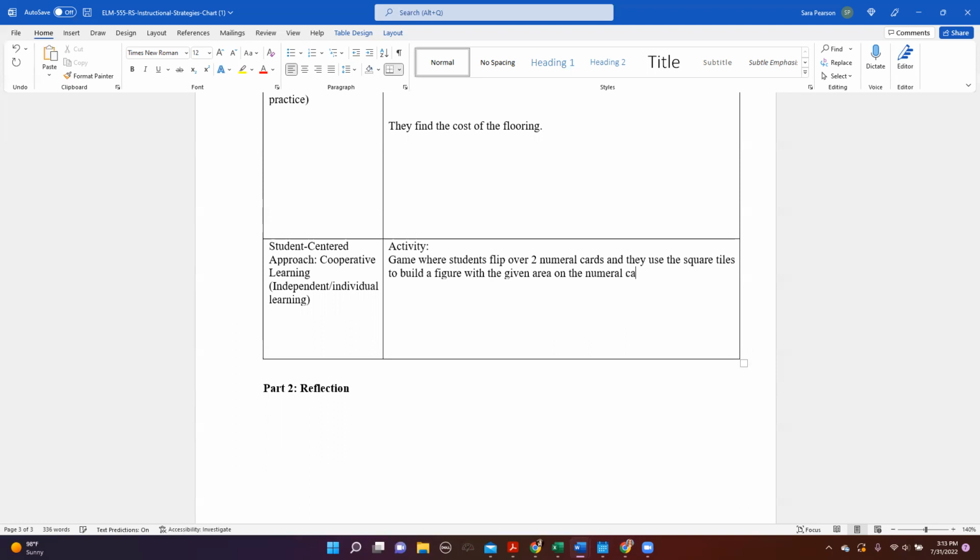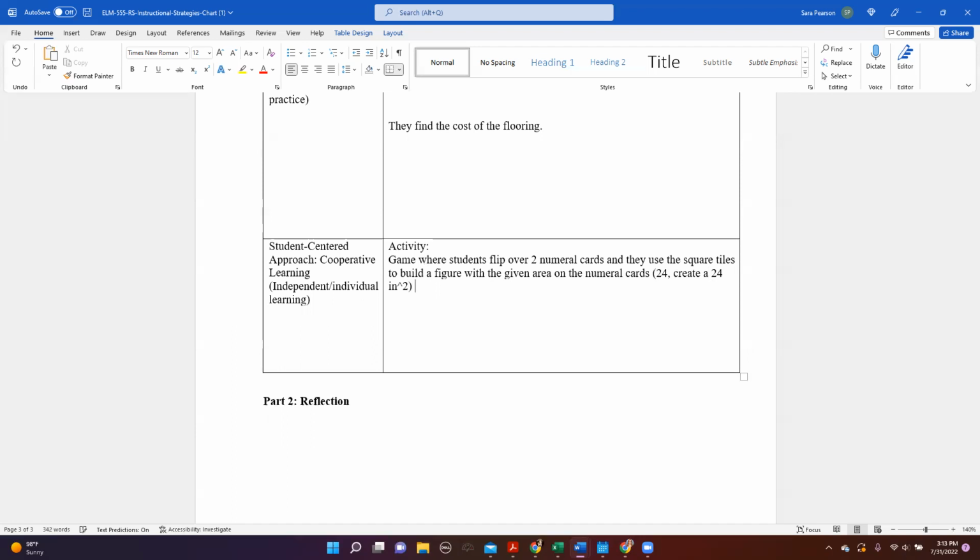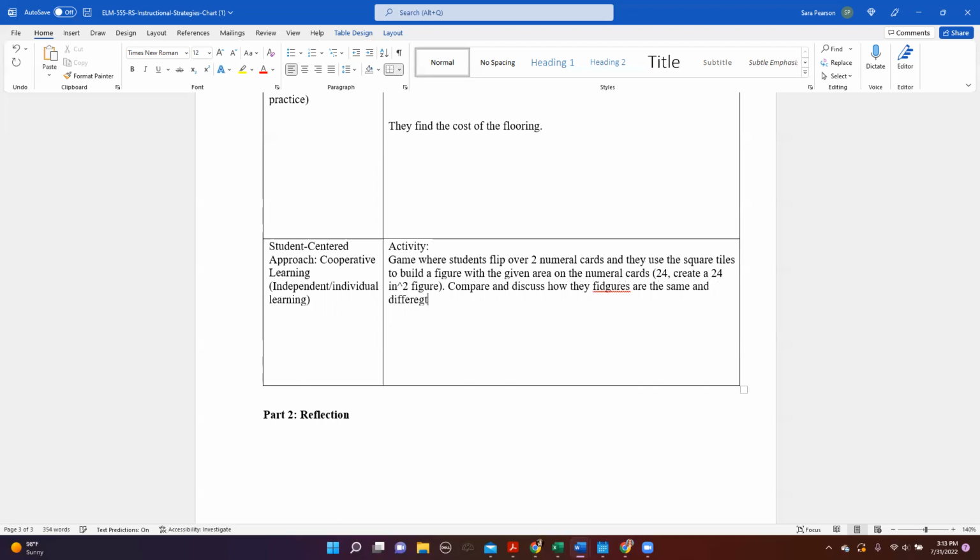on the numeral cards. So if they flip over 24, then they'll create a 24 square inch figure. And then they'll compare and discuss how their figures are the same and different. So if I had 24 inch tiles, I could make my figure look a lot different than your figure.